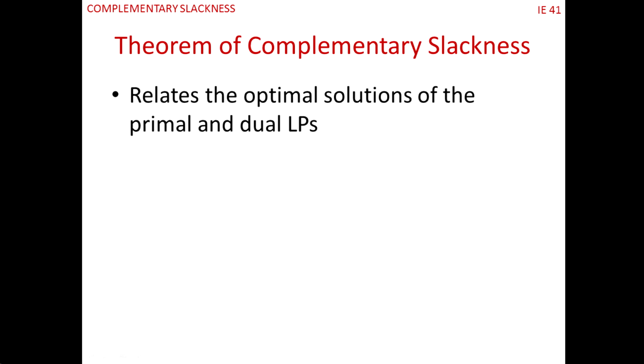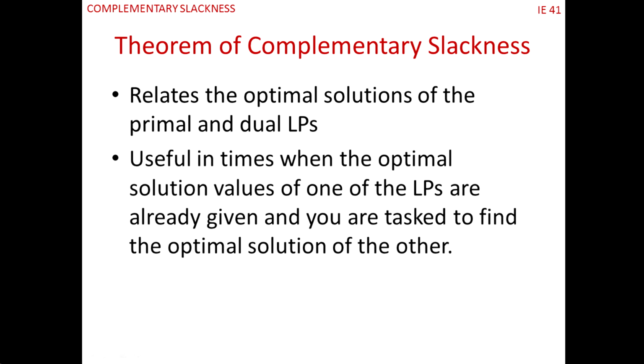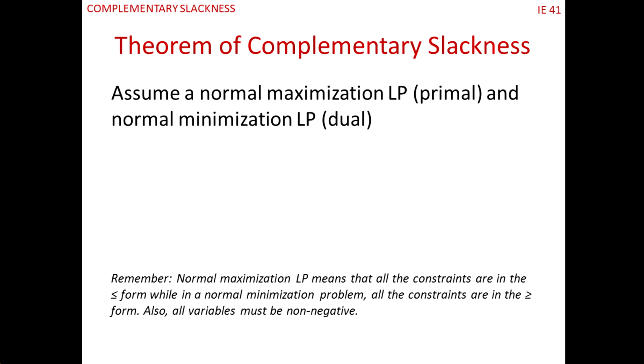This theorem relates the optimal solutions of the primal and dual LPs. This theorem will be useful in times when the optimal solution values of one of the LPs are already given and you are tasked to find the optimal solution of the other. In order to state the theorem of complementary slackness, let us first assume that we have a normal maximization LP as our primal and a normal minimization LP as its dual. Then, we have the theorem stated as follows.